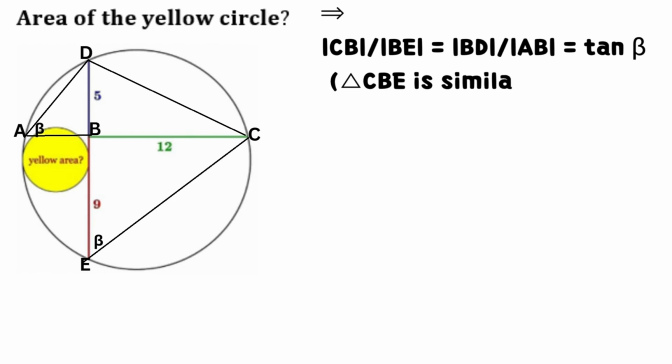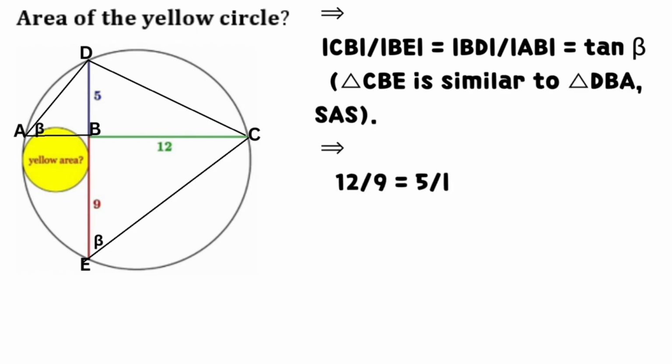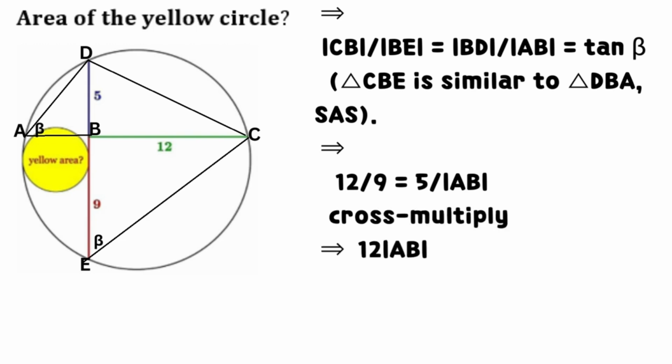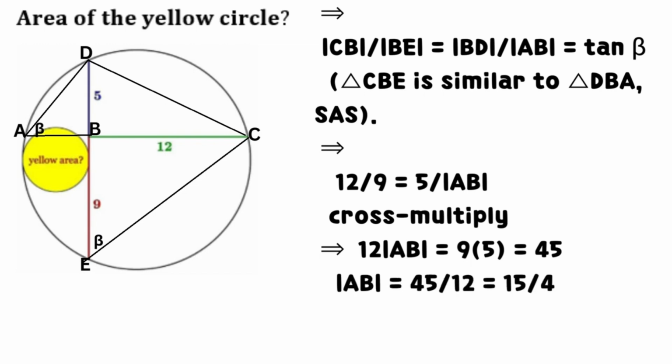It follows that line CB divided by line BE equals line BD divided by line AB, which equals tan beta. It signifies that 12 divided by 9 equals 5 divided by line AB. Cross multiply and we have that 12 times line AB equals 9 times 5, which equals 45.